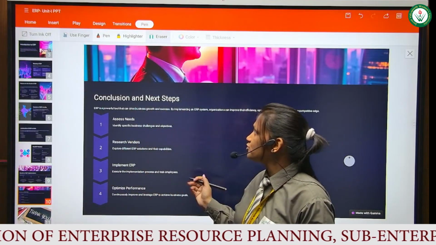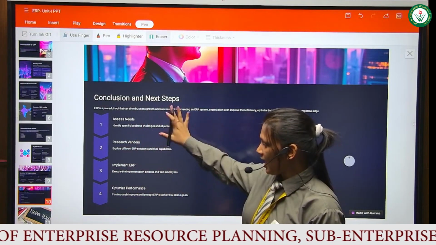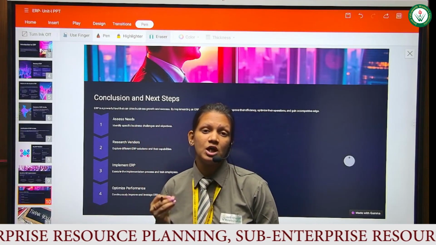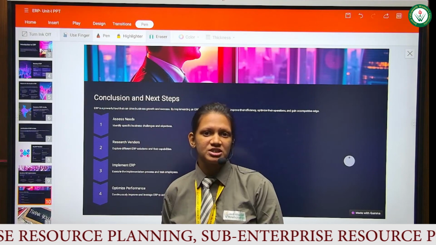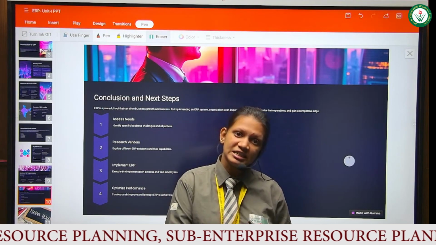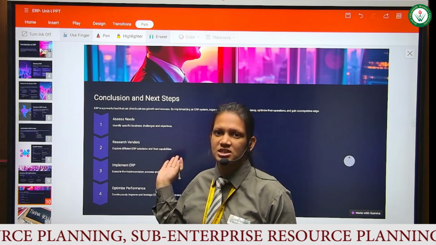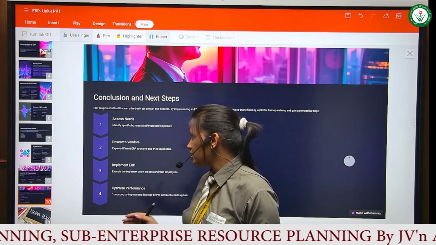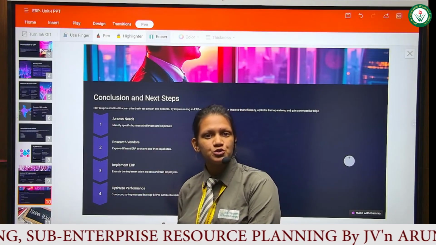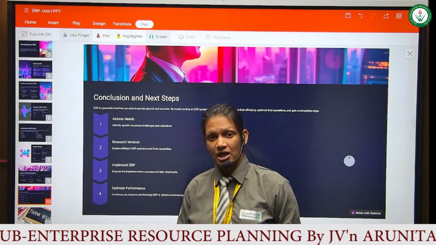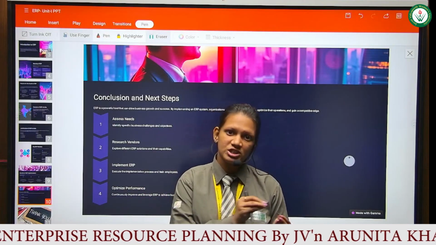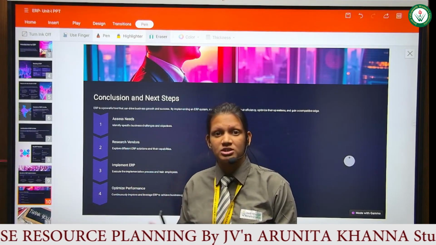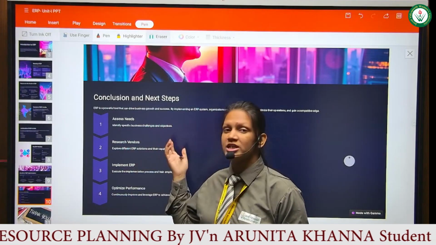And this is the last one, where we have the conclusion. This is the actual process of the ERP, where we have to assess the needs. We need to understand the kind of business challenges we have and what market needs we have. Then we have to research vendors. We have to understand what the ERP solutions and their capabilities are, how we can not only inculcate the ERP into the business, but also handle it. We need to understand what we have to explore in it.